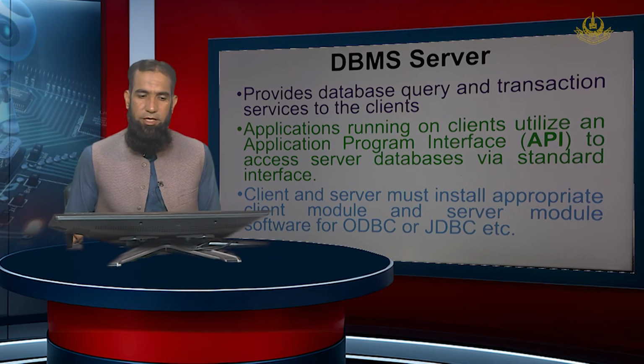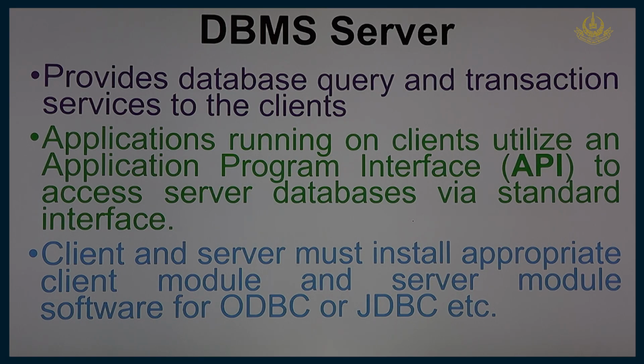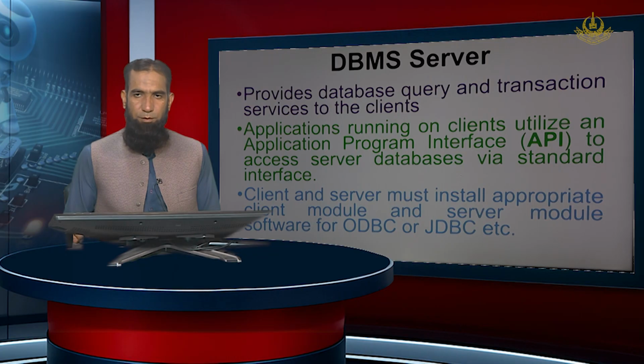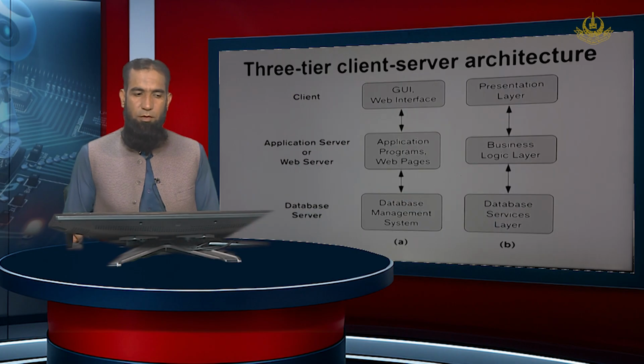Then the server, the database management system server, provides database query and transaction services to the clients. The application running on the client utilizes an application program interface, API, to access the server database. These APIs can be ODBC or JDBC. For example, a website is hosted on a web server, so the user can access those websites via a browser. That's an application program.